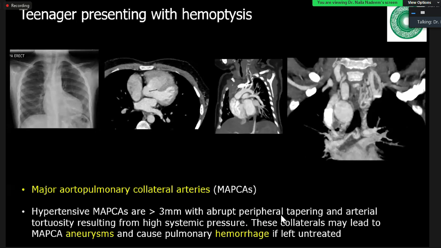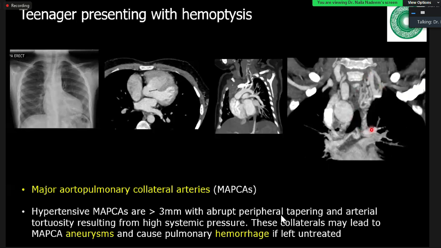So we'll be back to the teenager presenting with hemoptysis, and you can see again the boot-shaped heart, the black lung fields, a VSD, hypoplastic pulmonary arteries, and you can imagine now this person has lived without any surgical treatment up till now, as a teenager, bit tough. So what has happened?